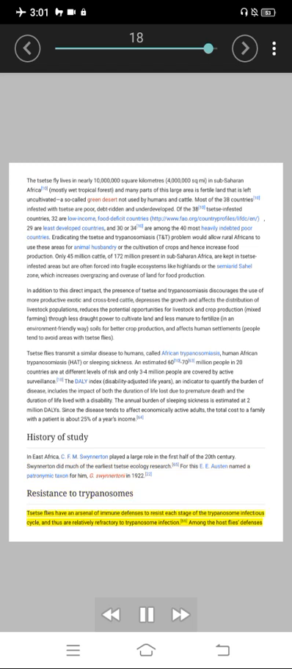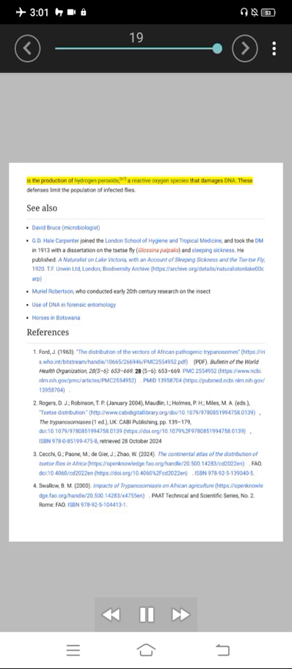Resistance to trypanosomes. Tsetse flies have an arsenal of immune defenses to resist each stage of the trypanosome infectious cycle, and thus are relatively refractory to trypanosome infection. Among the host flies' defenses is the production of hydrogen peroxide, a reactive oxygen species that damages DNA. These defenses limit the population of infected flies. See also: David Bruce, microbiologist.